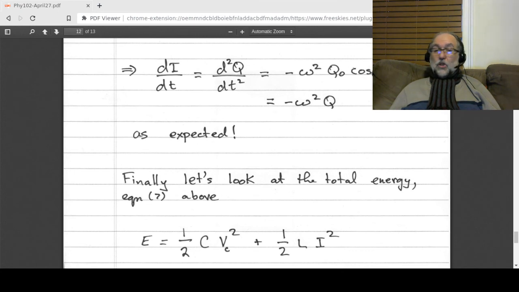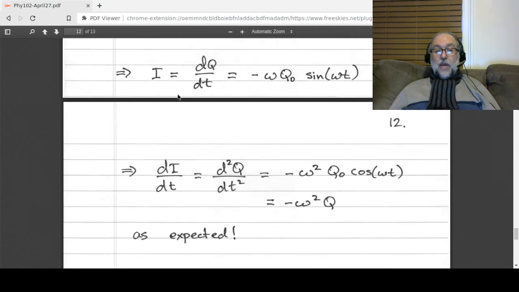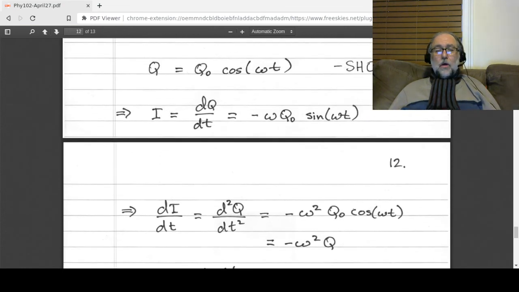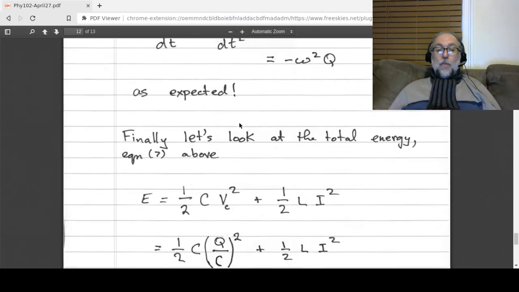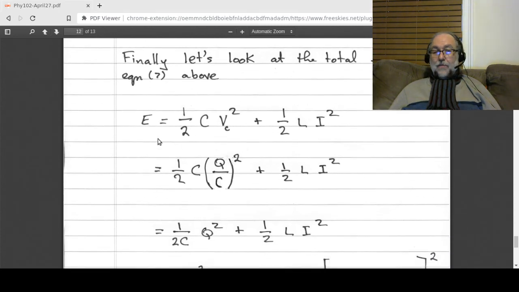Now, let's end off by showing that the energy is actually conserved here. We have two functions: we have q as a function of time, but we also have I as a function of time. So we can say how the charge on the capacitor varies with time, but we can also say how the current through the inductor varies with time. Go back to equation 7, which was the energy, 1/2 C v squared, where v is the potential across the capacitor, so 1/2 C vc squared plus 1/2 L i squared.